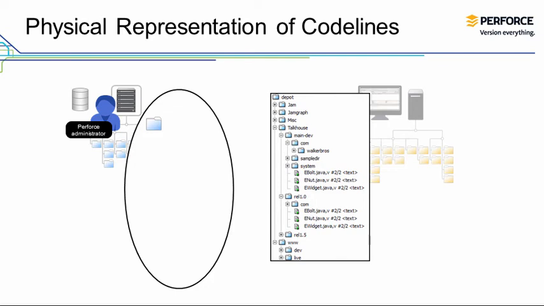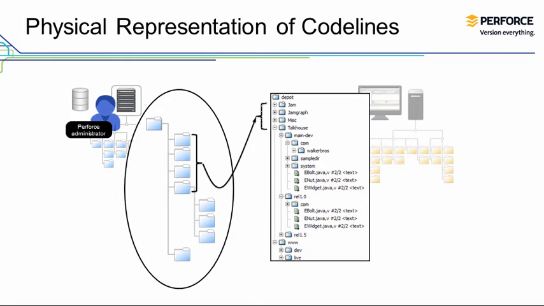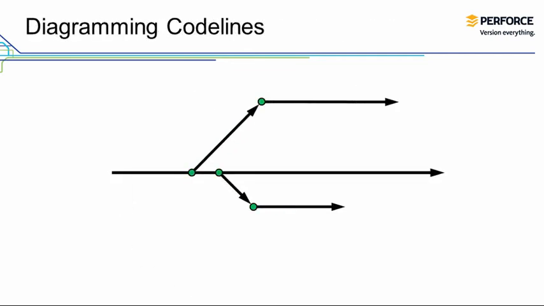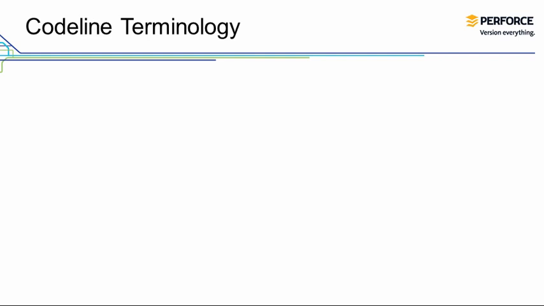Branches off a codeline are normally maintained as folders in the codeline root folder on the server. This approach makes it easy for a Perforce administrator to understand the mapping between the codeline model and the files in the depot. Codeline or branch hierarchies are often illustrated using horizontal lines to depict branches, with time moving forward from left to right.